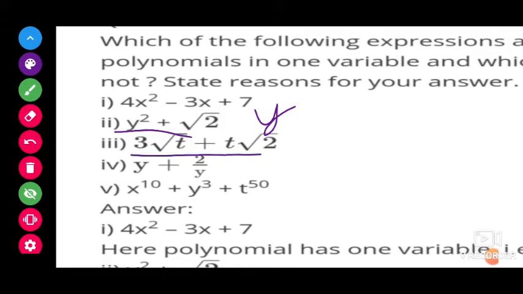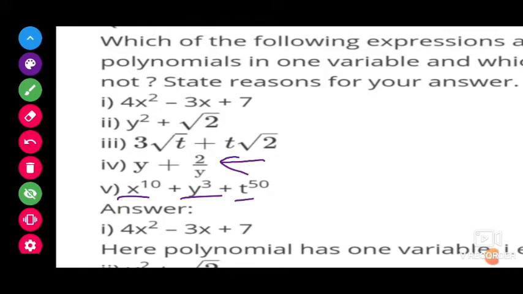Next one, same way here. The variable t only is there. So this is also called a polynomial in a single variable. Next, here we are having y plus 2 by y. Same way we are having y as the one variable. That's it. Next, last one, x, y, t.